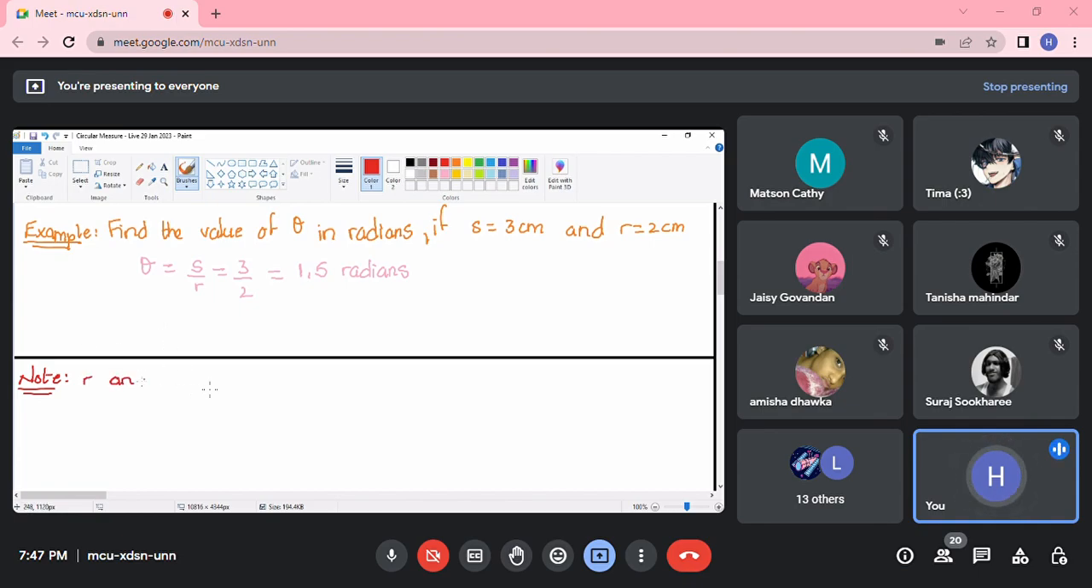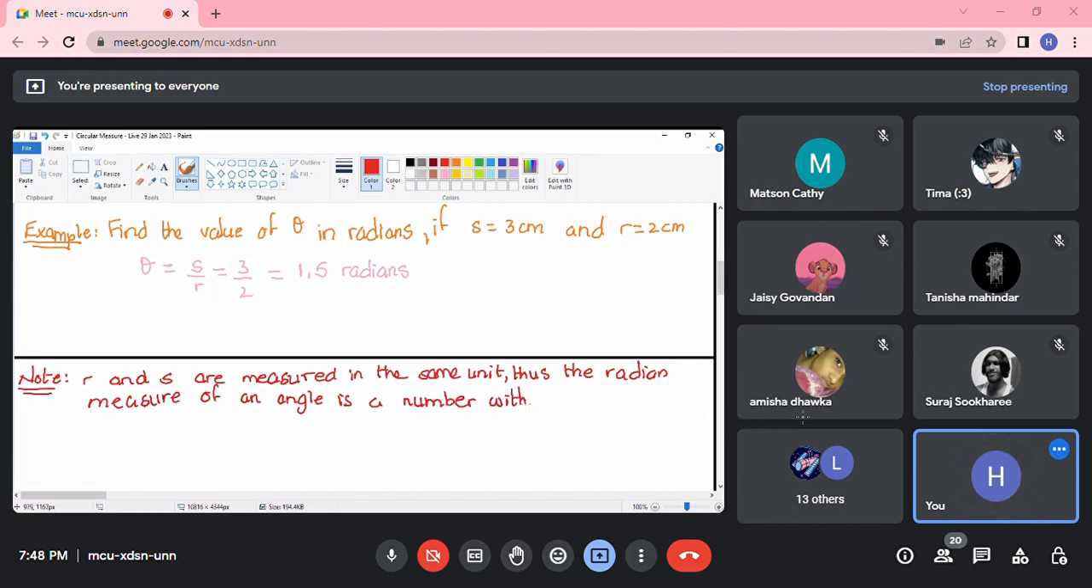O and S are measured in the same unit. Thus, the radian measure of an angle is a number without dimension. Ça veut dire quoi dimension? Dimension veut dire unit. It's the same thing as unit.